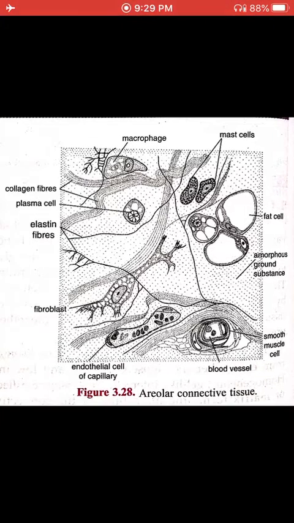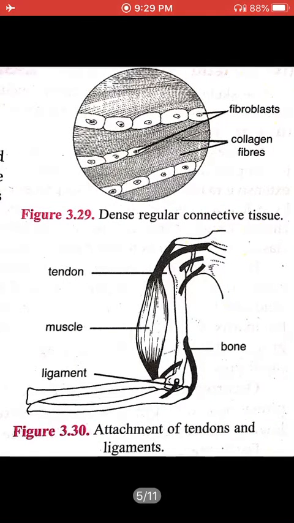The next is dense regular connective tissue. This is how it looks. It is of two types, tendon and ligament. Dense regular connective tissue is divided into two, tendon and ligament. It is clearly mentioned in the figure 3.30. It is given over here, tendon and ligaments.